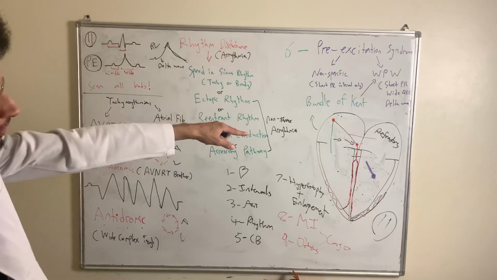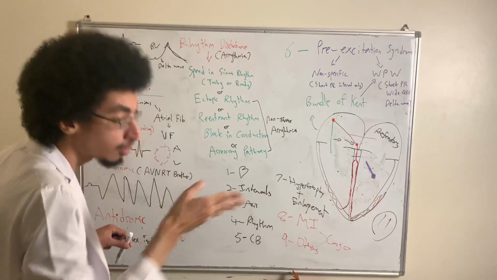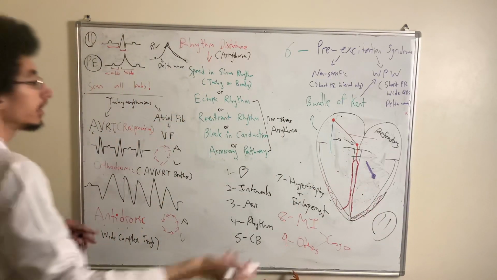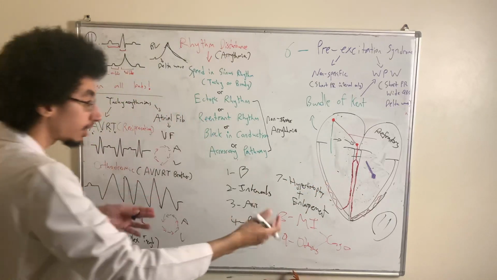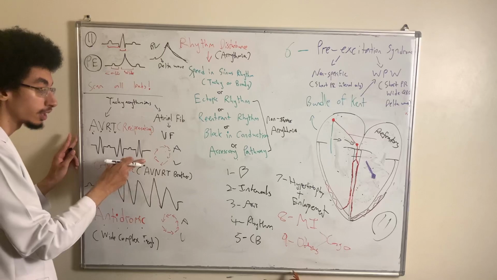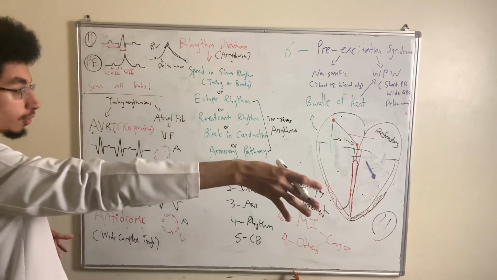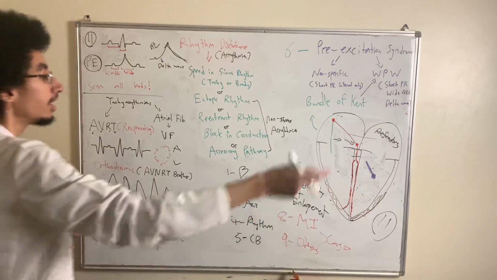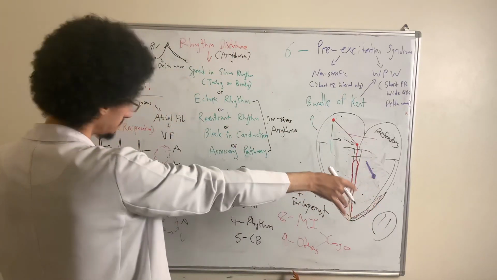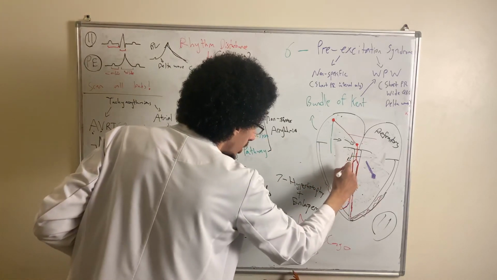And if it goes to the AV node, it will go anterograde, the forward, the normal pathway. It will go anterograde towards the AV node. And thus, it will depolarize the left ventricle as usual. So you will have a narrow QRS complex, not a widened QRS complex. It will depolarize it as normally.